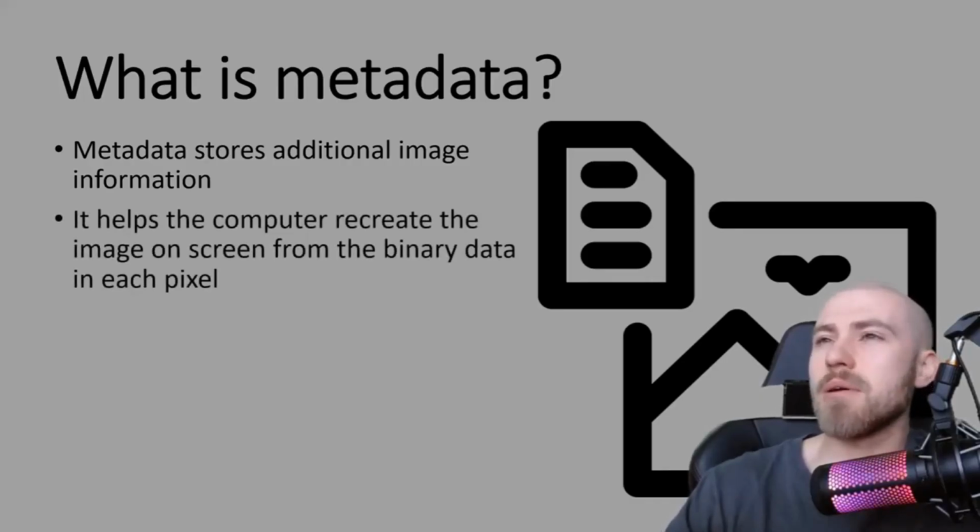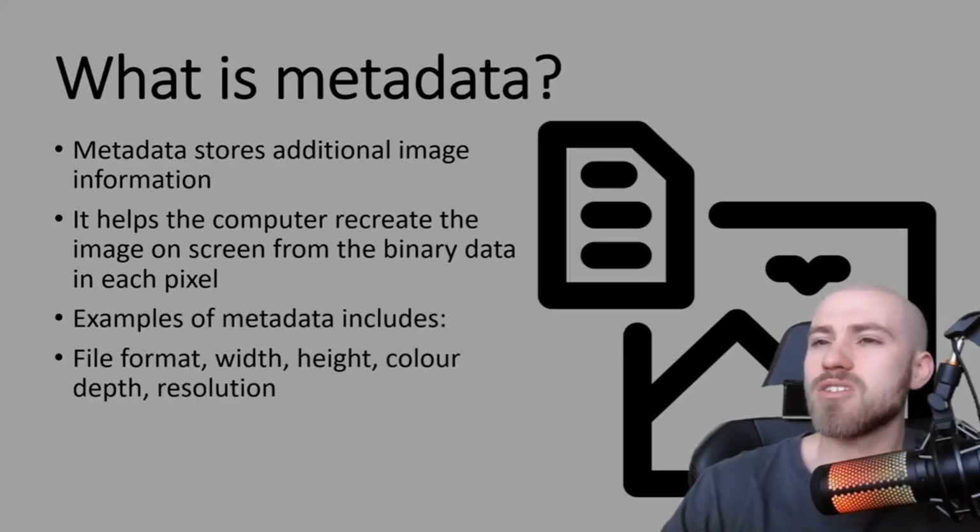Another thing that you can write about metadata when explaining is it helps the computer recreate the image on screen from the binary data in each pixel. So these are the examples: things like your file format, the width, height, color depth, resolution. There's sometimes more than that as well. That's just a few of the examples. Like GPS information will be on there as well.